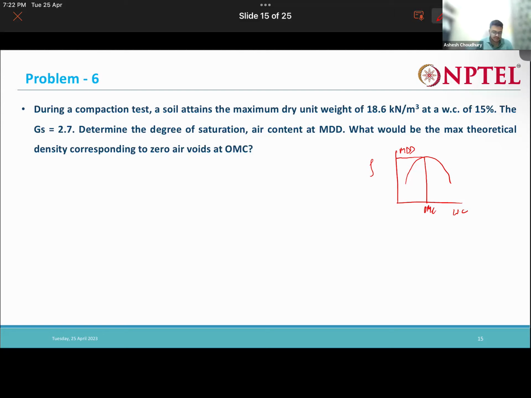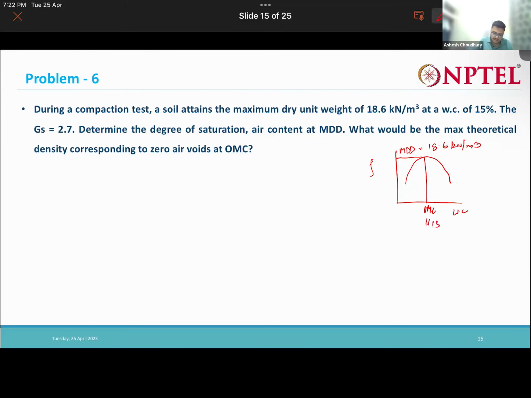We studied all those things. In this question, let us see what is given. It's given that during a compaction test, a soil attains the maximum dry unit weight of 18.6 kilonewton per meter cube at a water content of 15 percent. Okay, so this maximum dry unit weight is given as 18.6 kilonewton per meter cube.